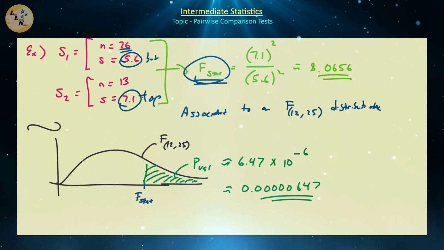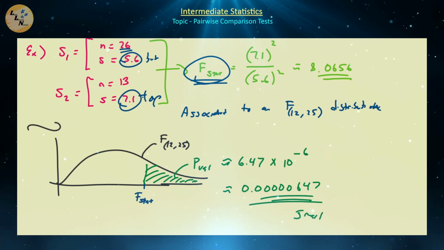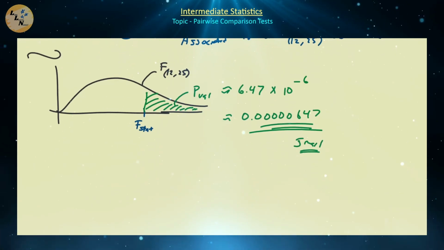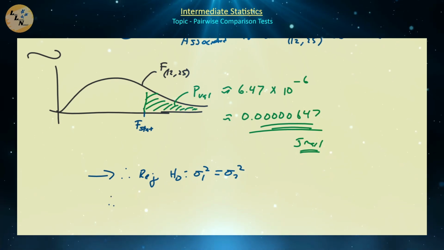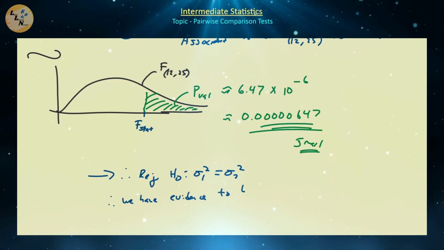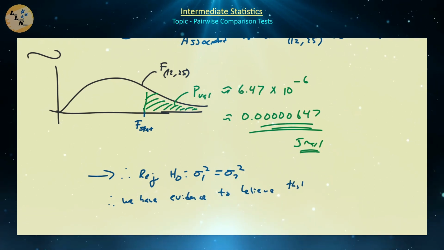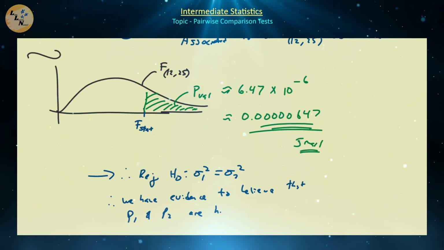Some people usually use 5% as a cutoff value for your p-value to be sufficiently small, but regardless of the alpha value you choose, this is probably going to be smaller than it. Since we have a low p-value, that means we have evidence to believe that our null hypothesis is wrong. Therefore, we have a conclusion of rejecting the null hypothesis that the variances are equal to one another, and what does that mean in terms of words? If we're rejecting the claim that the variances are equal, that means we have evidence to believe that P1 and P2 are heteroscedastic.